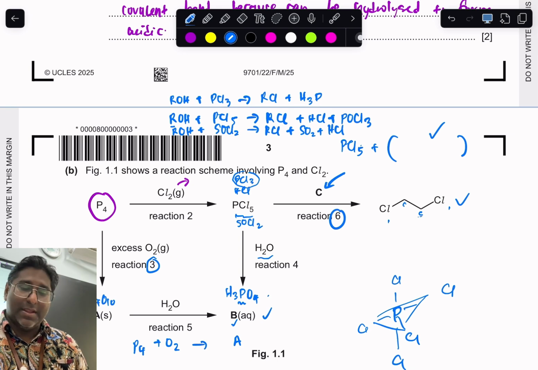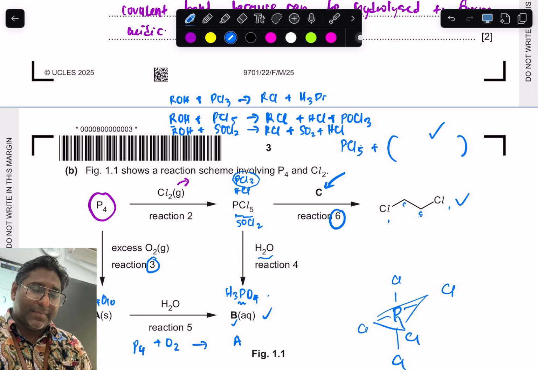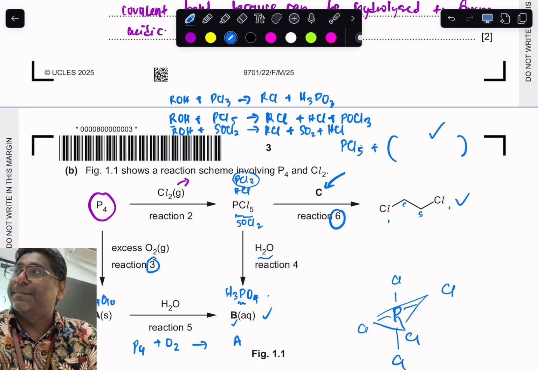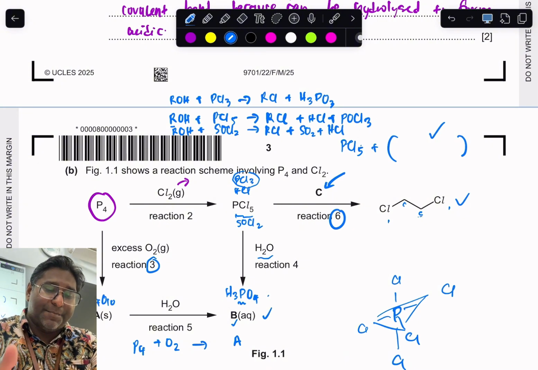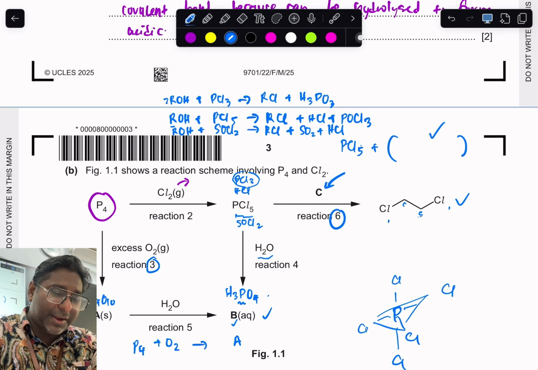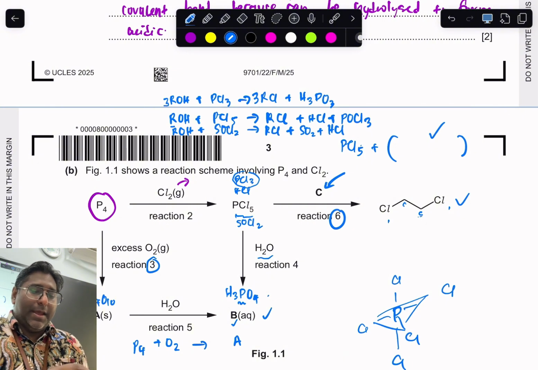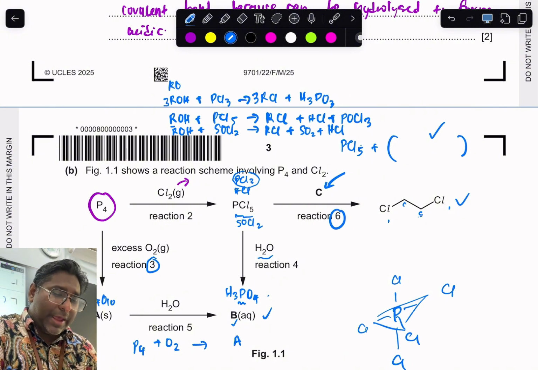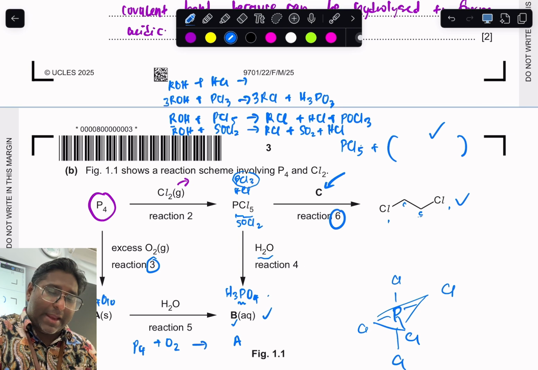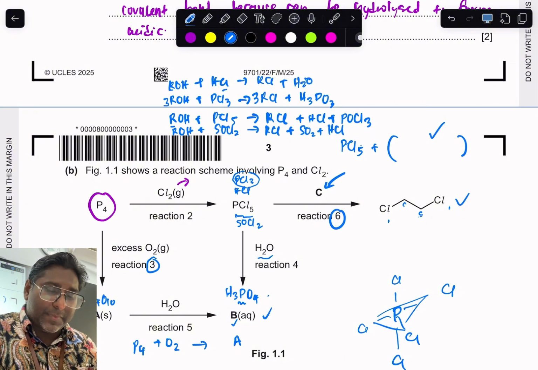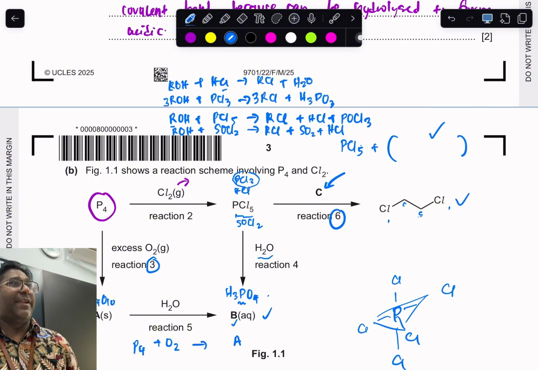H3PO3. You will get this. And then if you balance this, you should get 3 over here and then 3 over here. And the last one, ROH plus HCl, you will get RCl and H2O. So all these I have written for you.